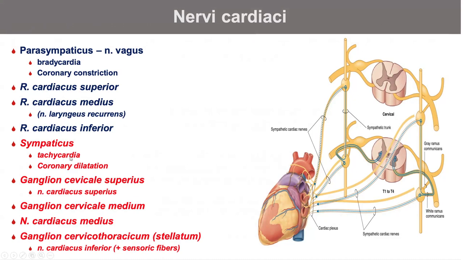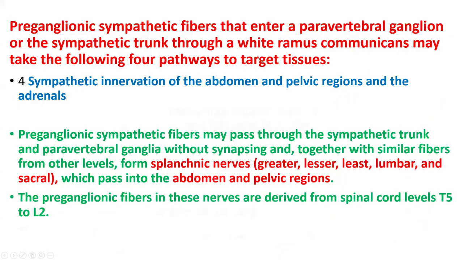The sympathetic effect, as you know, is increasing the heart rate, which is called tachycardia, and coronary vessel dilatation. And the parasympathetic, which are called cardiac branches or cardiac rami, are the branches of the vagus, and this decreases the heart rate, which is bradycardia, and causes constriction in the coronary vessels. So this is the third pathway.